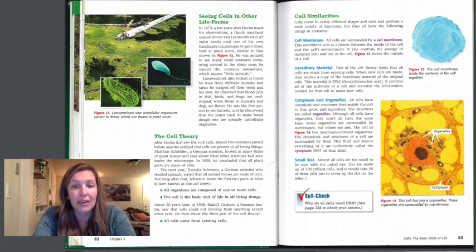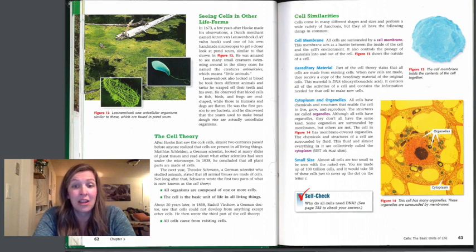Although all cells have organelles, they don't all have the same kind. Some organelles are surrounded by membranes, but others are not. The cell in figure 14 has membrane-covered organelles. The chemicals and structures of a cell are surrounded by fluid. The fluid and almost everything in it are collectively called the cytoplasm.